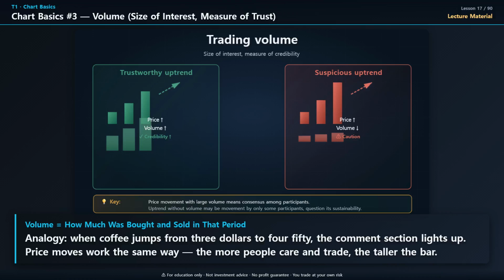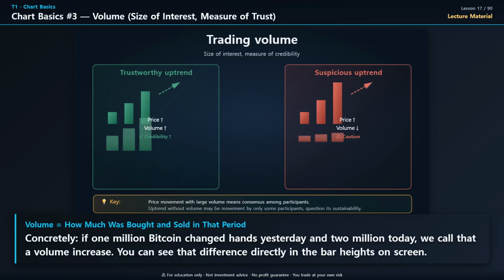Analogy: when coffee jumps from $3 to $4.50, the comment section lights up. Price moves work the same way. The more people care and trade, the taller the bar. Concretely, if 1 million Bitcoin changed hands yesterday and 2 million today, we call that a volume increase. You can see that difference directly in the bar heights on screen.